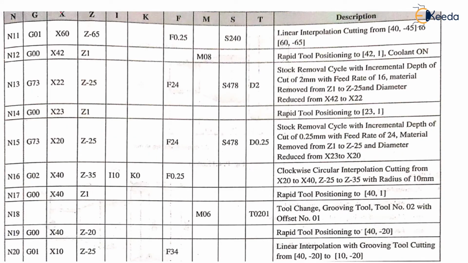After taper turning, what is done? G00 X42 Z1 M08, rapid positioning to the front face, coolant on. Then G73 X22 Z minus 25, feed rate is 24, then S478 D2. So it is again a stock removal cycle. Increment depth of cut 2 mm and feed rate is 16, and material is removed from Z1 to Z minus 25, and the diameter is reduced from X42 to X22.